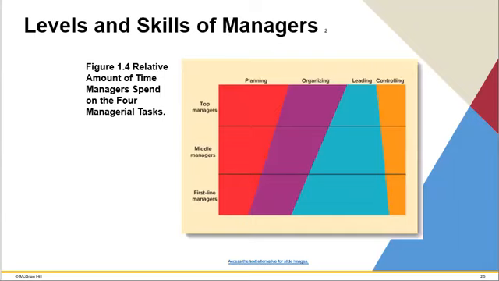Alright. So kita tengok ni the level and skills of manager. Macam mana this is the relative amount of time manager spends on the 4 managerial tasks: planning, organising, leading dengan controlling. Top manager dia lebih kepada planning and organising. Okay, leading, controlling sikit. Sebab apa? Controlling ni tapi dia yang paling banyak lah. Alright. Tapi most of the time dia akan buat planning.